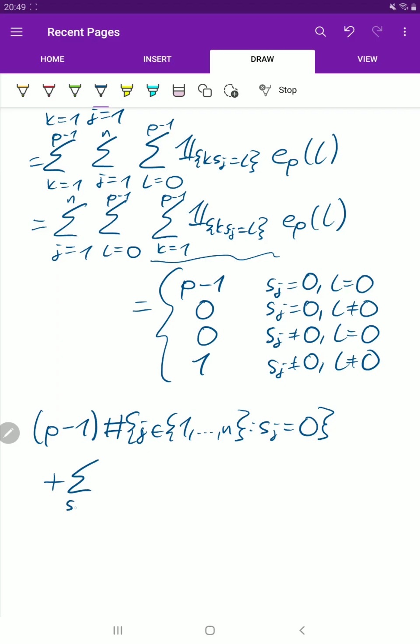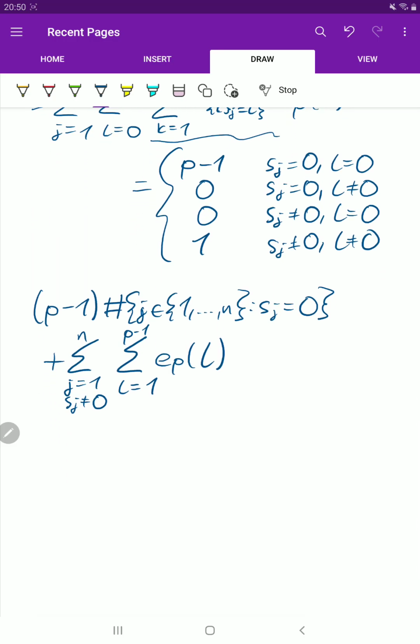So what we are left with is the sum from j equals 1 up to n, where Sj is now non-zero, and the sum from L equals 1 up to p minus 1, and we are now dealing exactly with this last part of our case distinction, so we get exactly EP of L. Now we use orthogonality of characters again, and this tells us that if we would sum from 0 up to p minus 1, we would get 0, but now we sum only from 1, and EP of L is 1, so this sum is actually equal to minus 1.